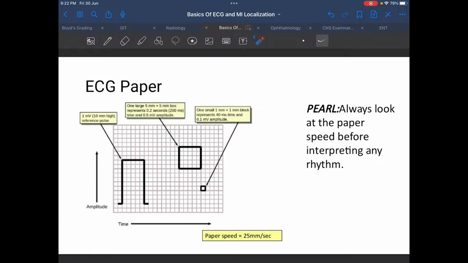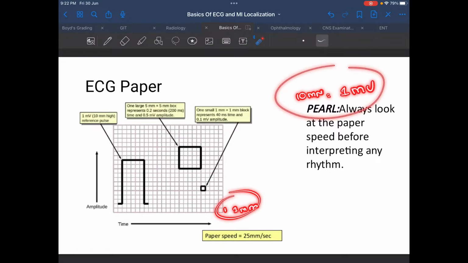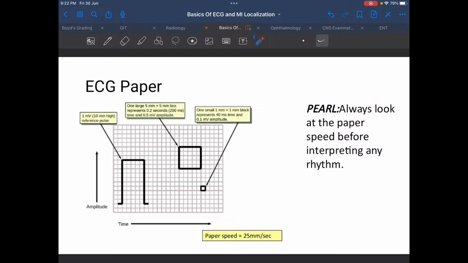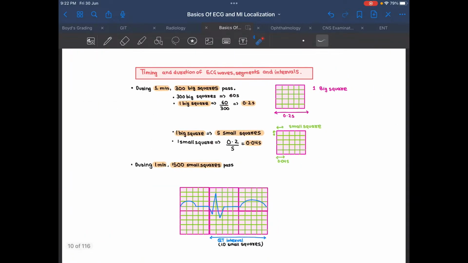What about the amplitude then? Amplitude is 10 millimeters. That is, this small box is 1 millimeter. So 10 millimeters is going to be 1 millivolt. So that is the amplitude of your standardization. So let's just look over here.